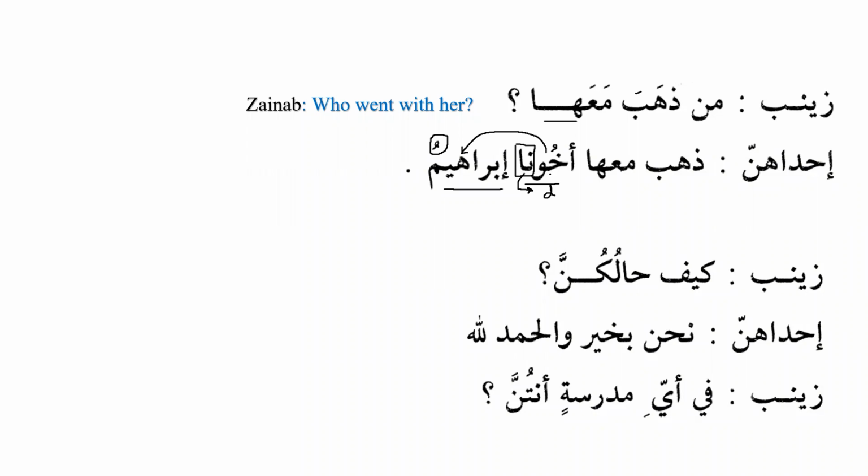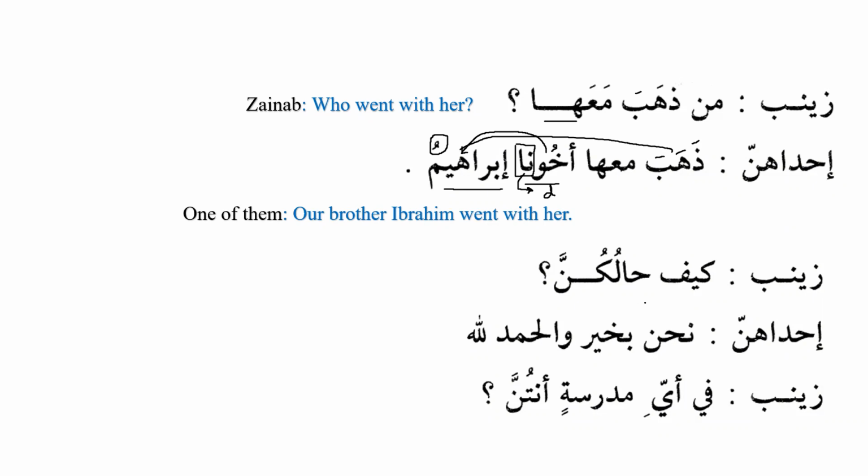So now we can see that akhu and Ibrahim, they are equal in capacity, gender, number, and status. So one of them says, our brother Ibrahim went with her. Dhahaba ma'aha. So we know that dhahaba is used for the singular masculine and it is used for Ibrahimu, as we can see over here.